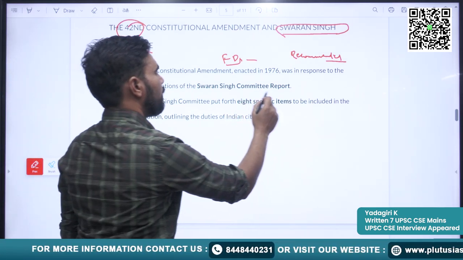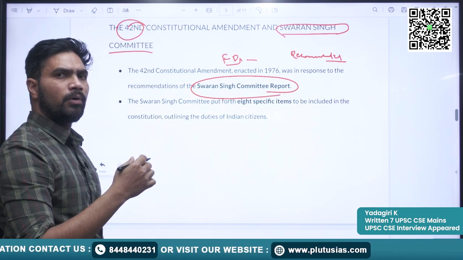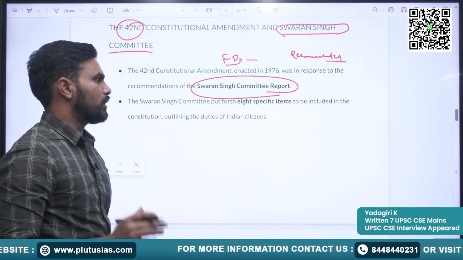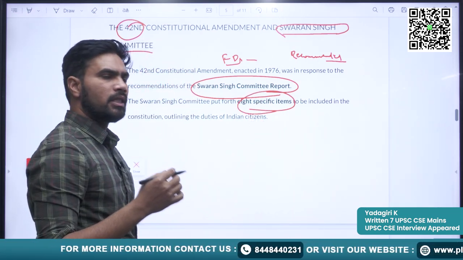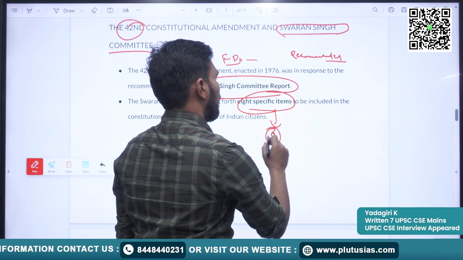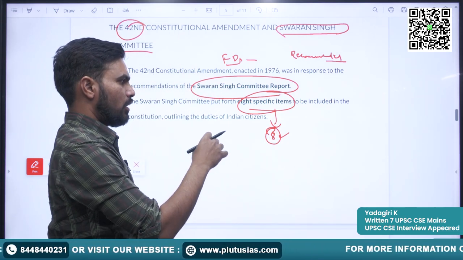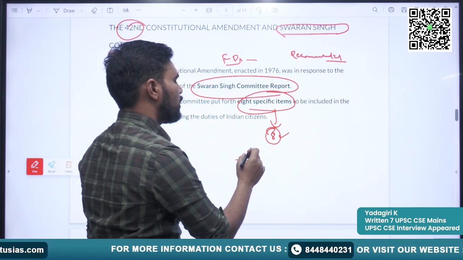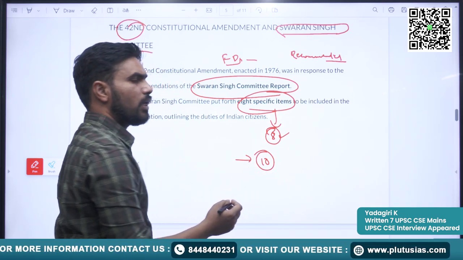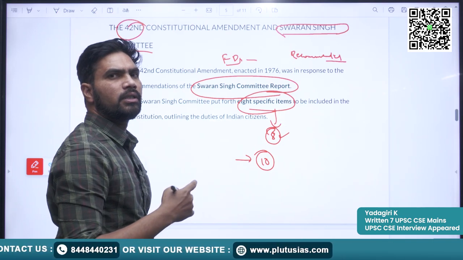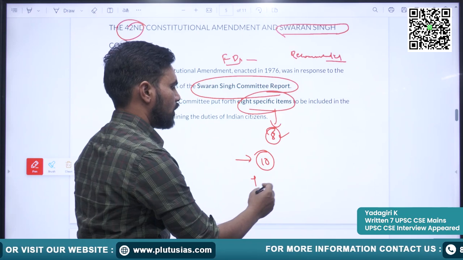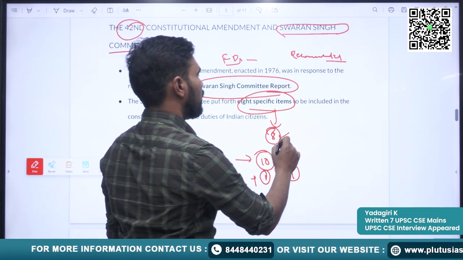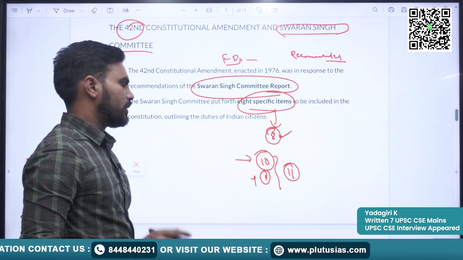The committee submitted a report, and in the report it said that there should be a list of fundamental duties and citizens are expected to follow them. The committee suggested eight fundamental duties. However, some duties were dropped from the list, I mean, some duties suggested by the committee were omitted, and some other duties were added. Overall 10 duties were added to the Constitution through the 42nd Constitutional Amendment. Later, as we all know, in 2002 one more duty was added. So at present we have 11 duties. The Swaran Singh Committee recommended 8 fundamental duties.